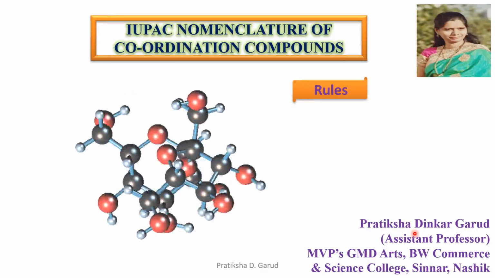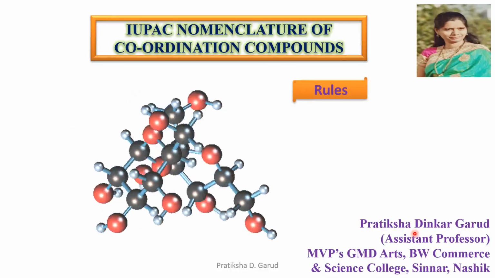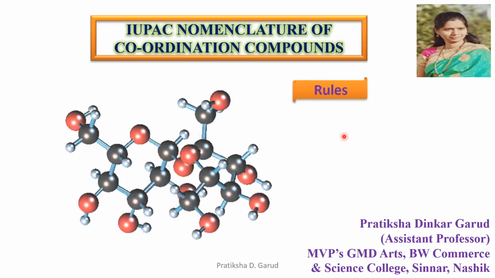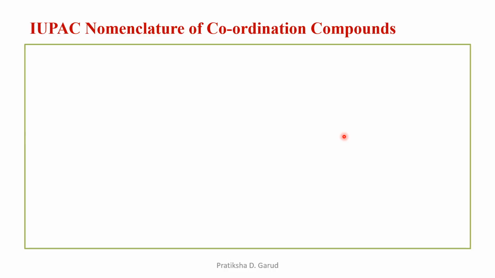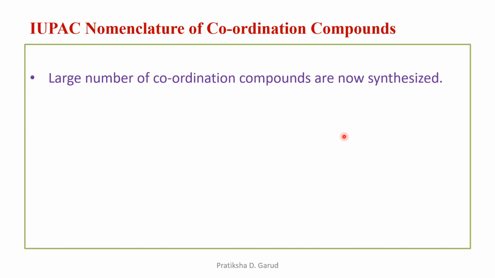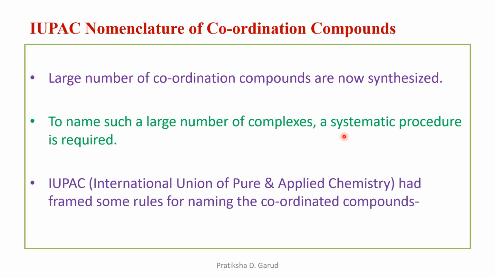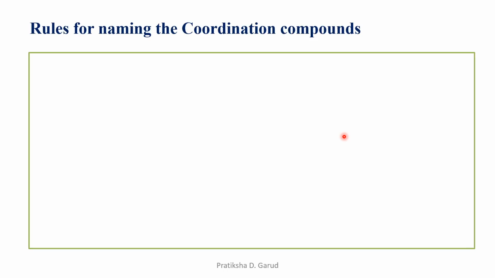Hello friends, welcome back. In this video we are going to study the rules of the IUPAC nomenclature of the coordination compounds. We know that a large number of coordination compounds are synthesized in day-to-day life. To name such a large number of complexes, a systematic procedure is required. So the IUPAC, the International Union of Pure and Applied Chemistry, framed some rules for naming these coordination compounds. Let's start with the rules.